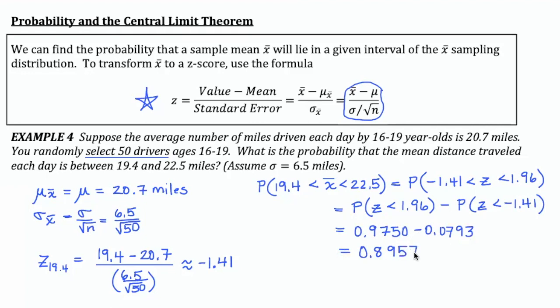I'm going to fill in those probabilities, subtract them, and that gives me a final answer of 0.8957. And remember to convert that into a percent. You can just move that decimal place over 2 places. So we get roughly 90%.